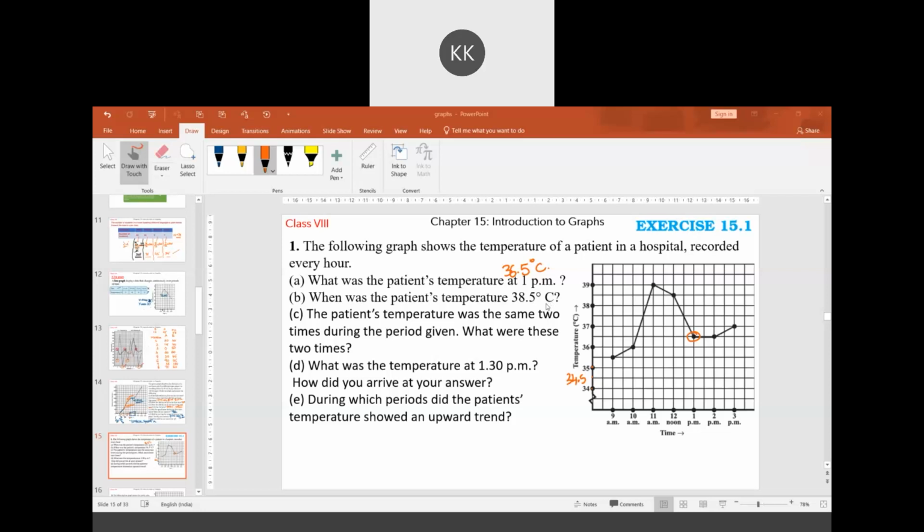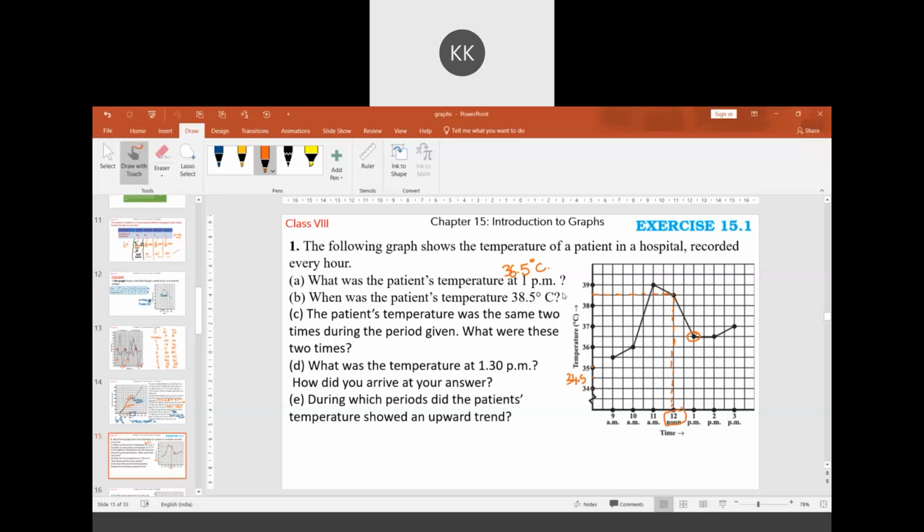When was the patient's temperature 38.5 degrees Celsius? 12 p.m., sir. So we can draw a horizontal line with respect to 38.5 from the vertical line, so that easily we will come to know that it is 12 noon.